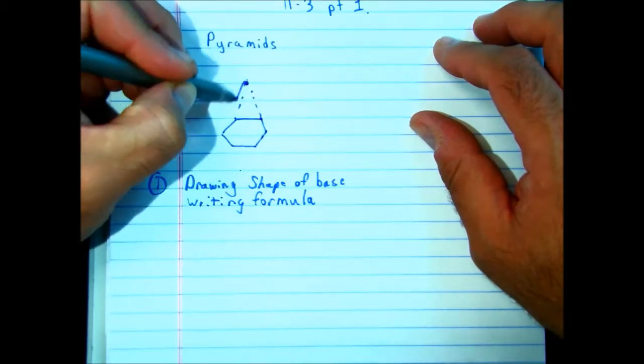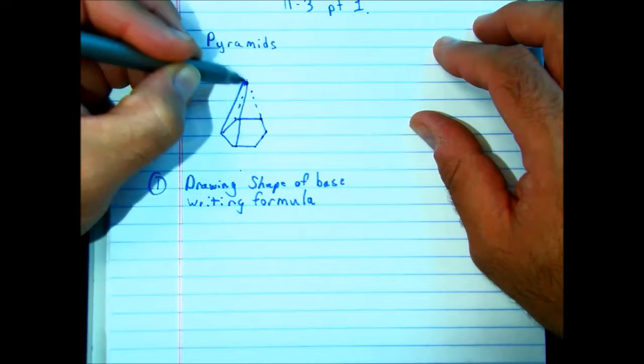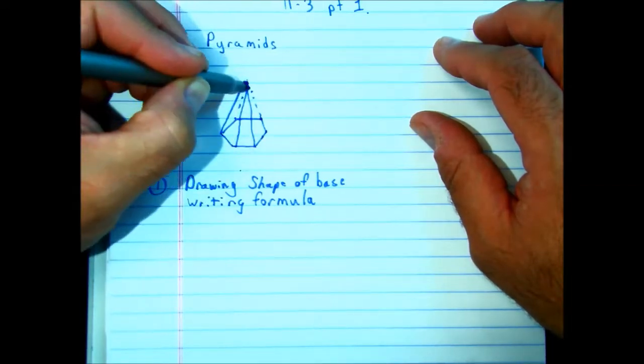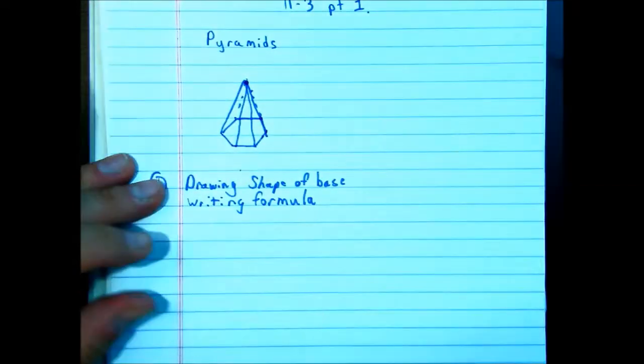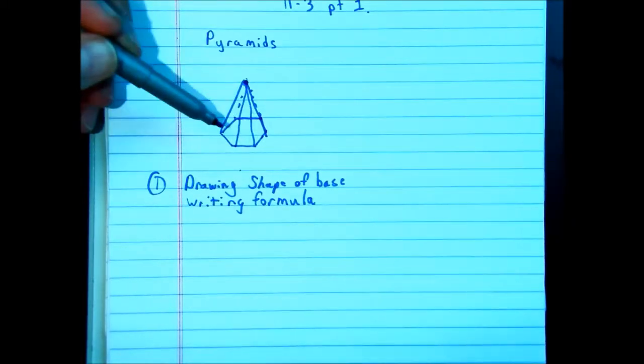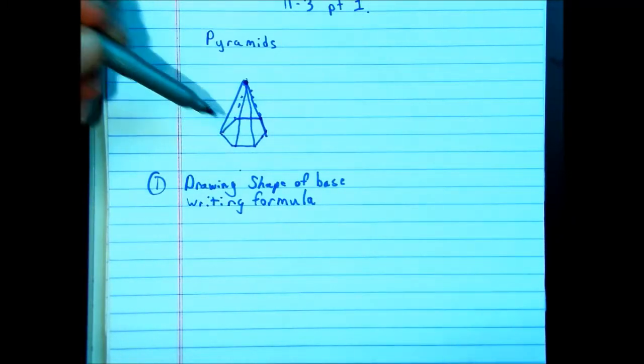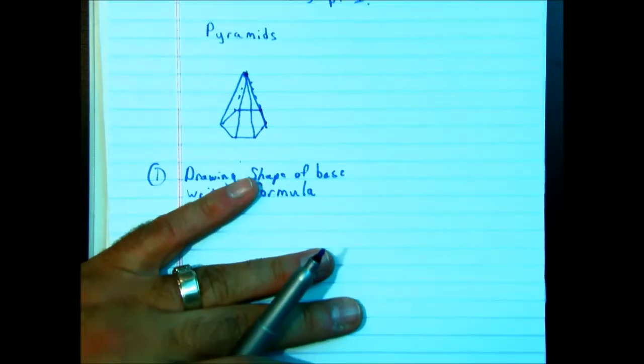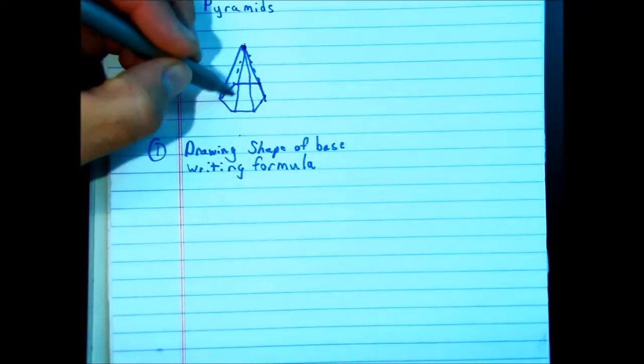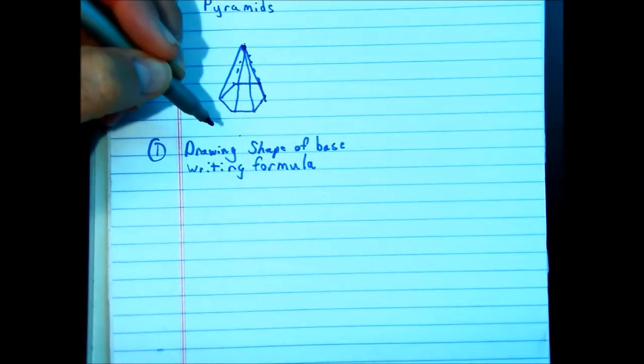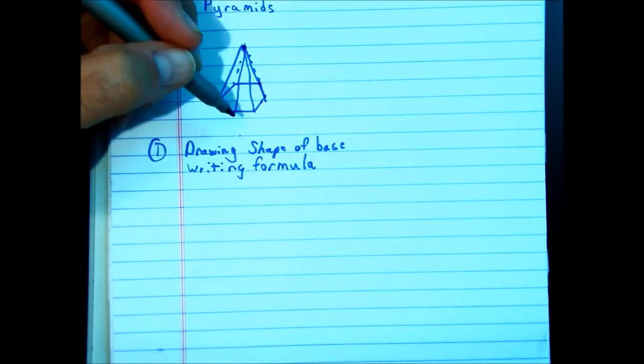Again, everybody should know what the dotted lines mean. The dotted lines mean you can't see those sides. So hopefully you know this is called a hexagonal pyramid. Why? Because the shape of the base is a hexagon. So we understand that the hexagon is the base. Notice it doesn't have two bases.